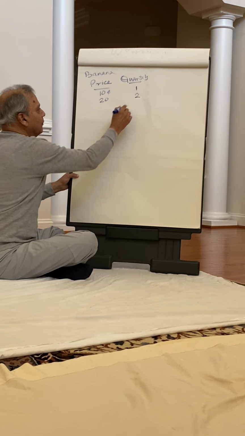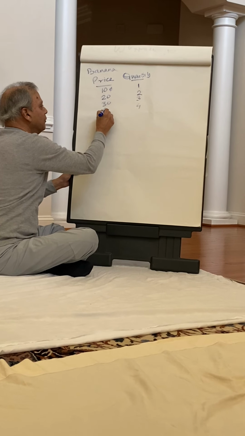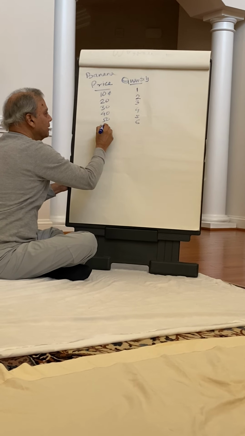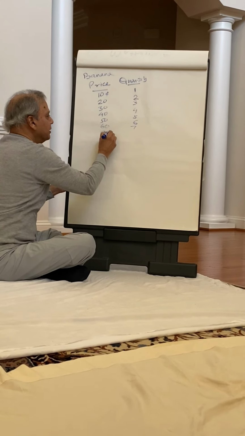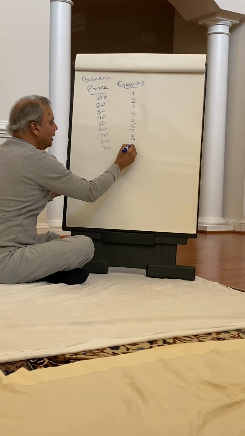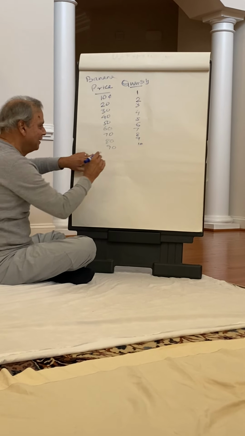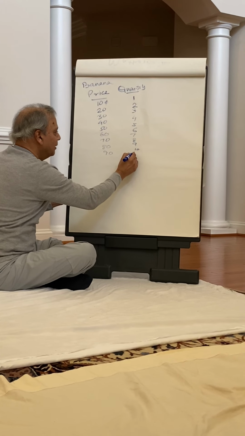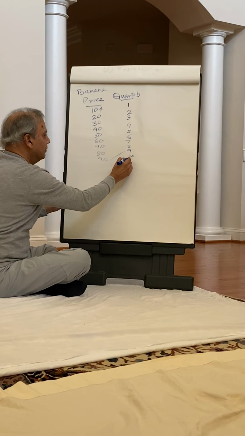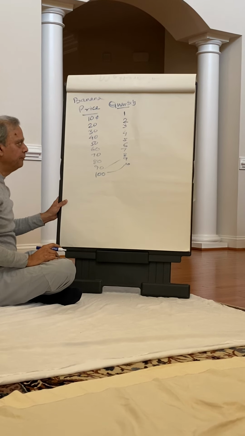Right? And for 3 bananas, you have to pay 30 cents. For 4 bananas, you have to pay 40 cents. For 5 bananas, you have to pay 50 cents. And 6, 60, 7, 70, 8, 80, 9, 90, and for 10, you have to pay $1. 100 cents means $1, right?